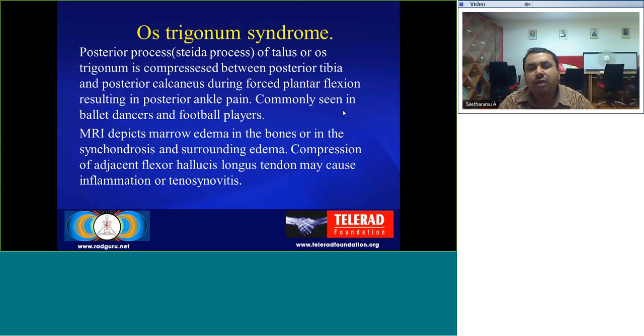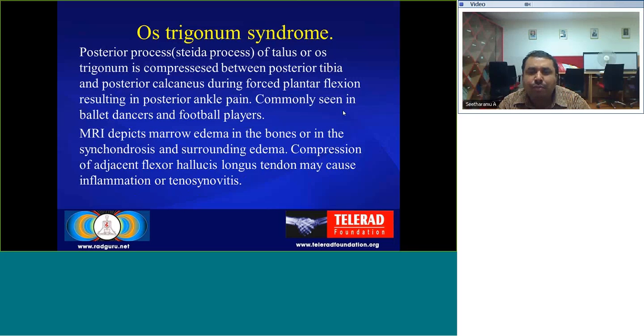The os trigonum syndrome. The os trigonum or the posterior process of the talus gets compressed between the posterior tibia and the posterior calcaneus during forced plantar flexion, resulting in posterior ankle sprain. This is commonly seen in ballet dancers and football players.